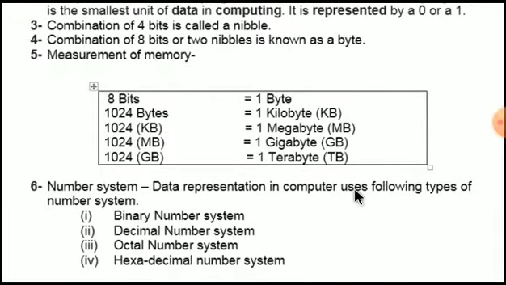Number system. Data representation in computer uses following types of number system. First is binary number system. Second is decimal number system. Next is octal number system. And next is hexadecimal number system.